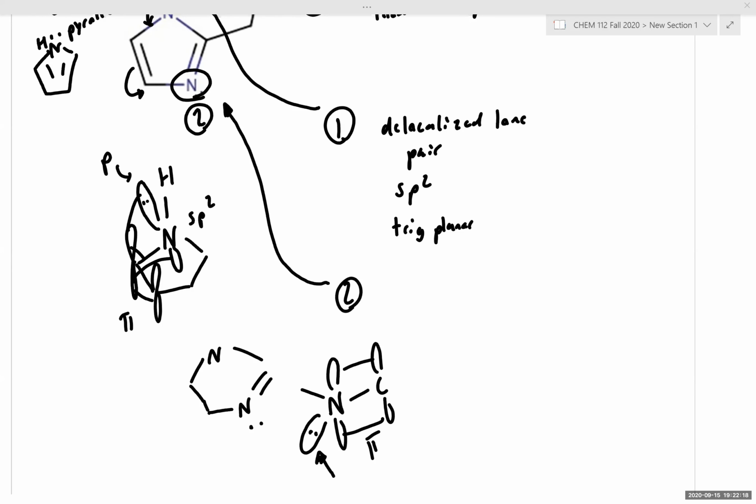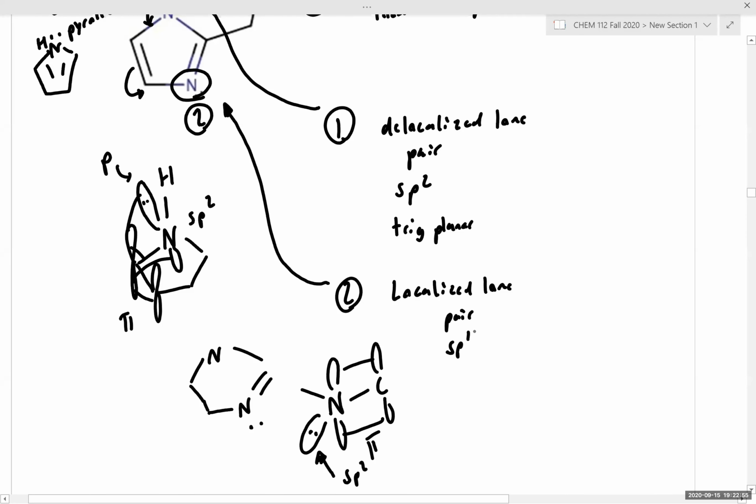If the nitrogen is already forming a pi bond, then wouldn't the p orbital be full and thus it'd be in a hybrid orbital? Yep, exactly right. So then this lone pair is in an sp2 hybrid orbital. So is this lone pair localized or delocalized? Localized, exactly. So we have a localized lone pair. Our hybridization is sp2, and we have a trigonal planar geometry. Does this make sense to everyone? Does this logic make sense?